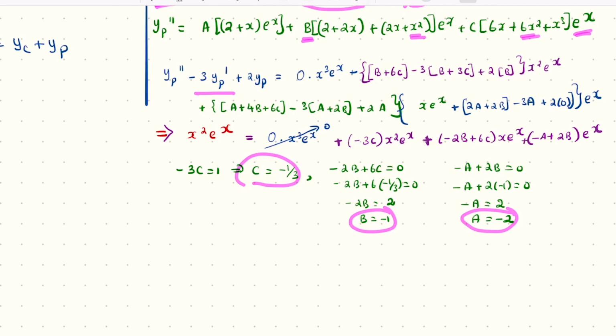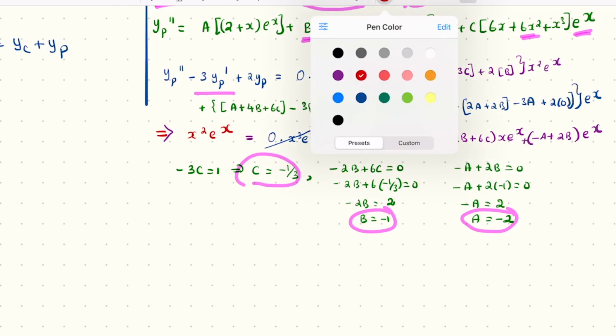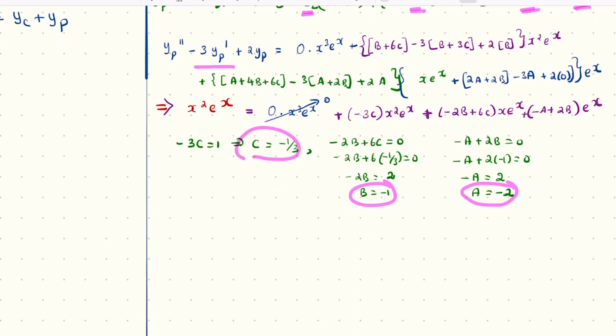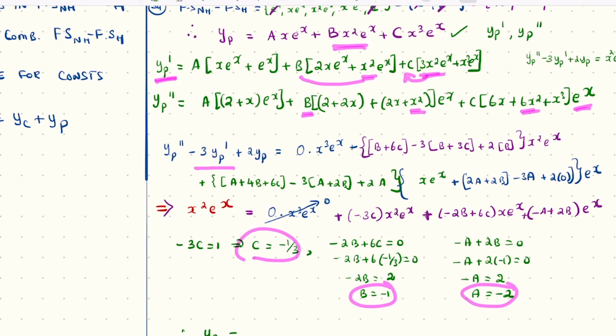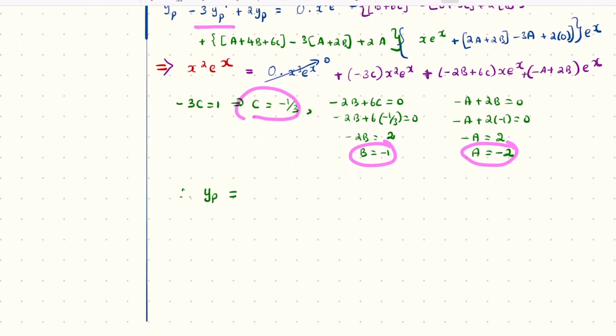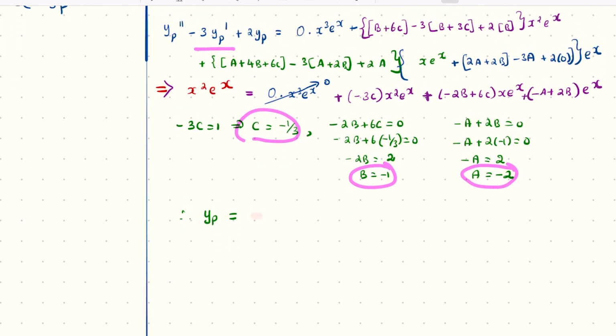Now if I plug all these back into my yp, ladies and gentlemen, therefore my yp is going to be a, which is negative 2 x e to the x, b, which is negative 1 times x squared e to the x, c, which is negative 1/3 x cubed e to the x. So I got my yp.